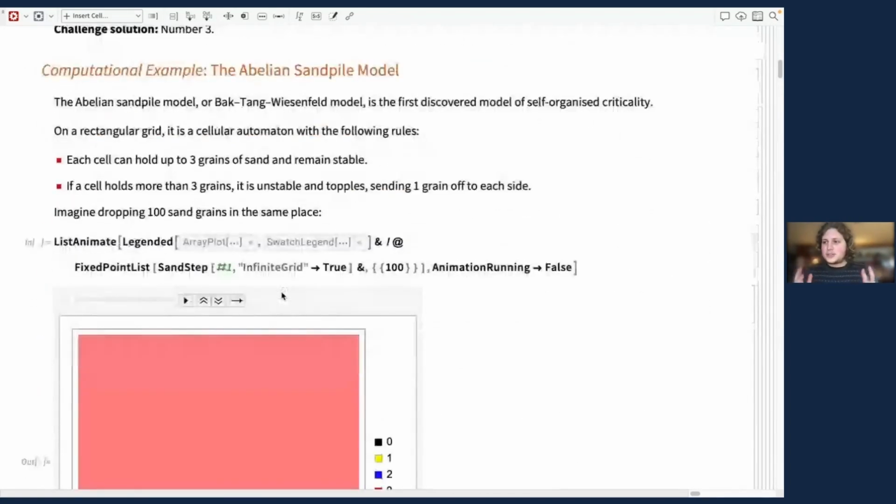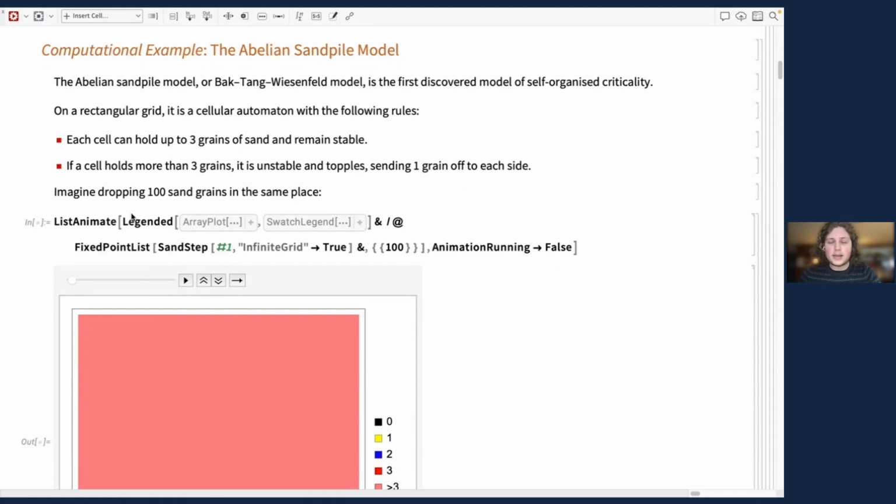So I'd like to give you a bit of a computational example so that we can narrow down and clarify what we mean by self-organized criticality. The first discovered model of self-organized criticality is the abelian sandpile model, also known as the Bak-Tang-Wiesenfeld model. And this is a cellular automaton which typically will be demonstrated on a rectangular grid. So how this works is you have a grid with a bunch of cells, and each cell holds sand grains, and each cell can hold at most 3 sand grains and remain stable.